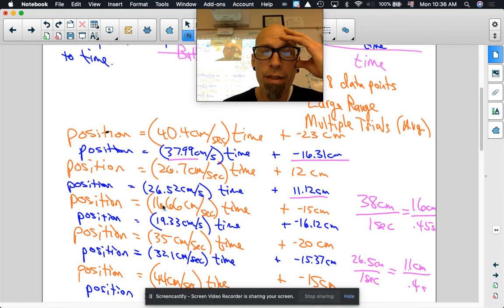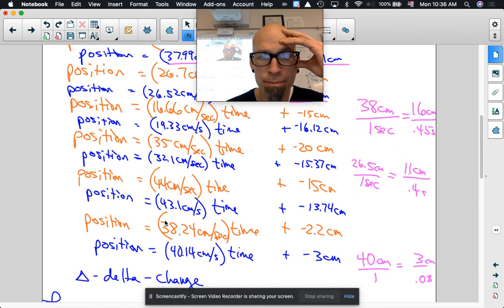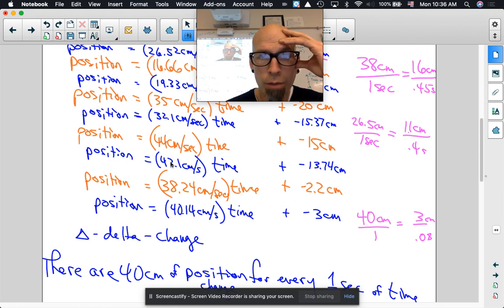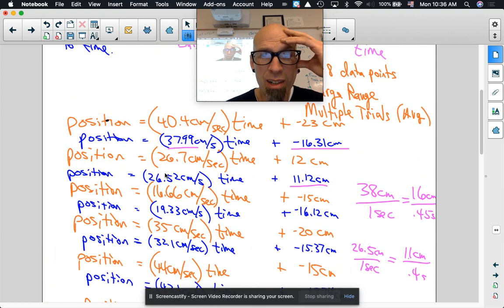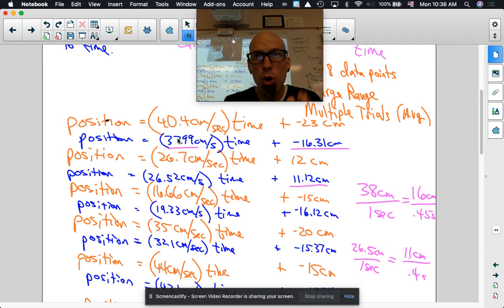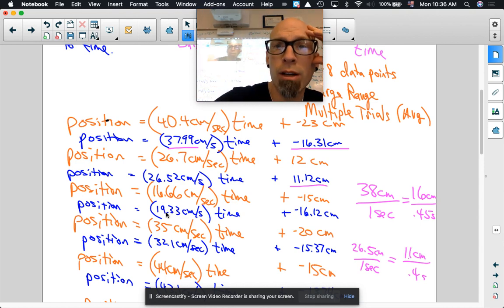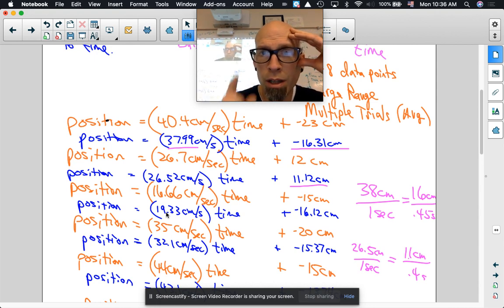And we even found out that group 3, poor group 3, their buggy was terribly slow, 19.33 centimeters for every second, as compared to like 40, 43, 32. There was a 26, not great, a 38. So again, all these other buggies had way more position change in 1 second than poor number 3. Poor, slow number 3. Didn't even get 20 centimeters changed in their position in 1 second. So sad. So we figured that out, okay?